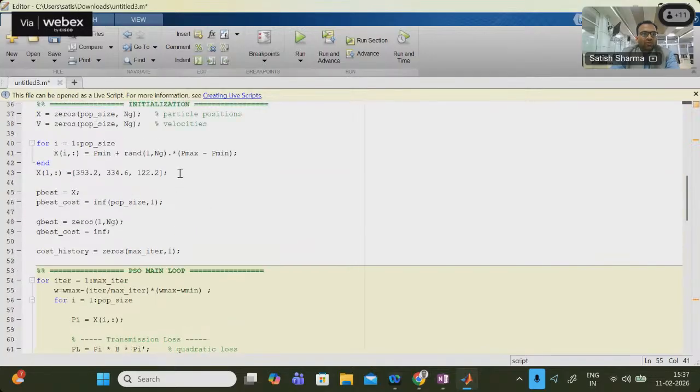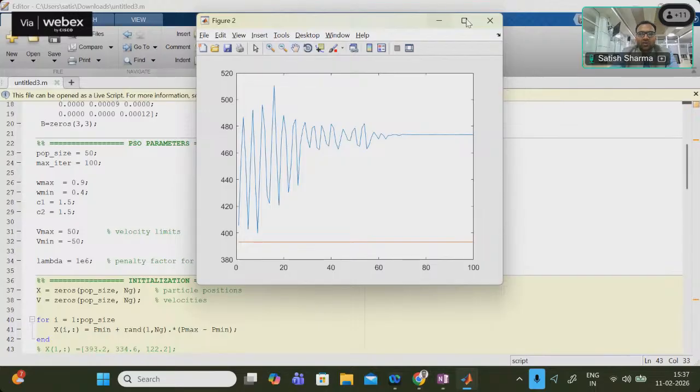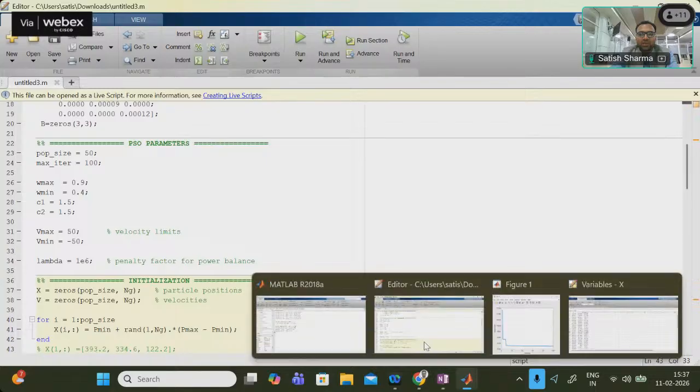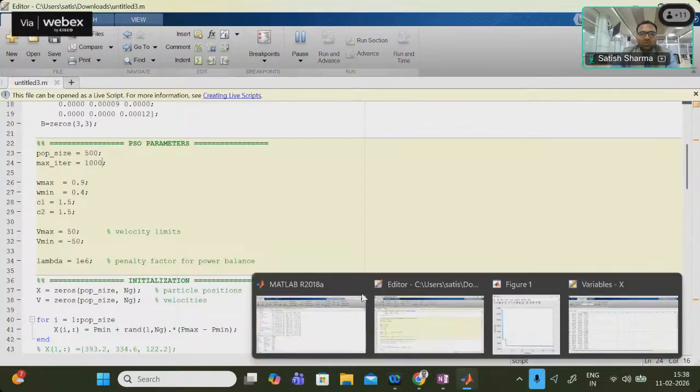Let me remove this one. Control R. Now I have removed the initialization with the exact optimal values, and let's try to solve it. This part is very far away, and the global optimal solution is also not correct, but I can increase the population size, and let's see whether it is able to solve within 1,000 iterations.